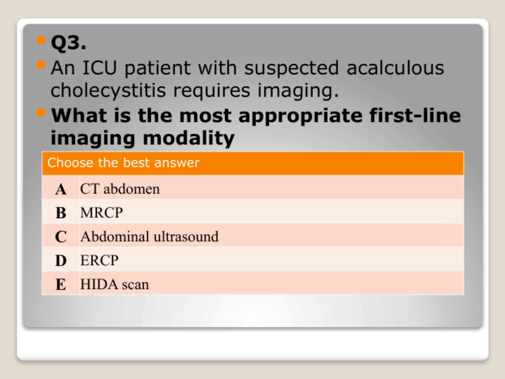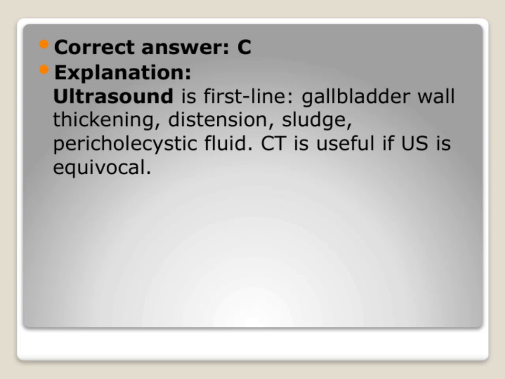So, in summary, for an ICU patient with suspected acalculous cholecystitis, the most appropriate initial imaging modality is abdominal ultrasound. It aligns with the overall goal of prompt, safe, and effective diagnosis. The correct answer here is C when it comes to diagnosing gallbladder issues. Ultrasound is actually the first-line imaging modality we use.